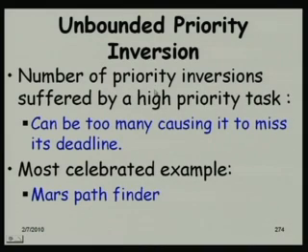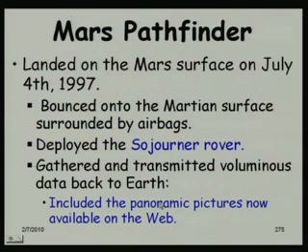So, the number of priority inversions suffered by a high priority task can be too many and it is likely to miss its deadline whenever unbounded priority inversion situations occur. The high priority tasks are very likely to miss their deadlines, and there are many situations where systems have malfunctioned because of the priority inversion problem. The most celebrated example is the Mars Pathfinder. You will find it widely documented on the internet and in the book.